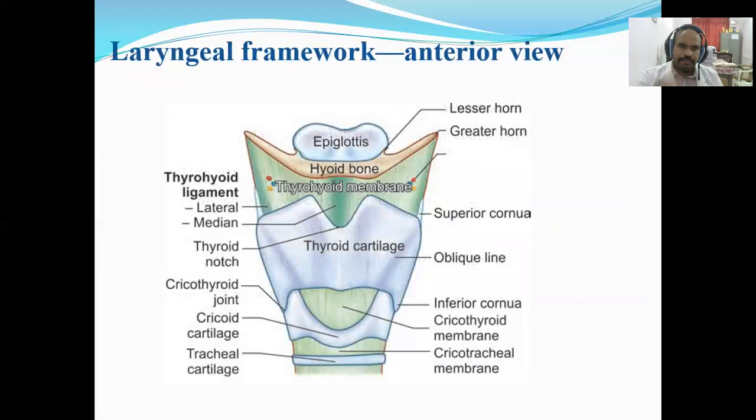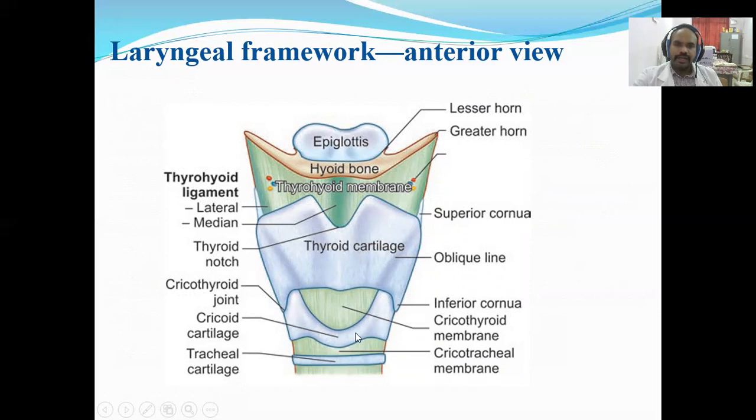So this is a diagram showing the three unpaired cartilages. First and foremost, we have the epiglottis, which is leaf-like or petiole shaped. Then we have the thyroid cartilage, which has two ala. The two ala meet in the midline at 90° in males, whereas 120° in females.